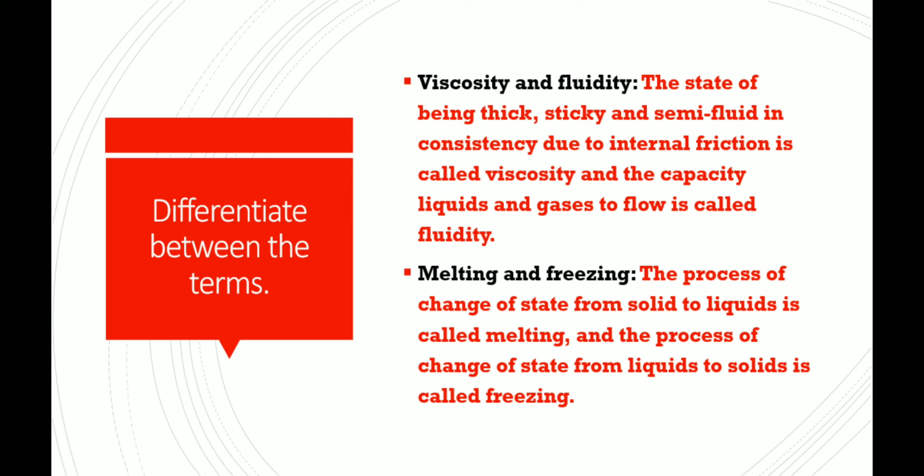Then the second one is melting and freezing. The process of change of state from solid to liquids is called melting, and it takes place at a particular temperature that is called as melting point. And the process of change of state from liquids to solids is called freezing. The temperature at which the freezing takes place is called the freezing point.